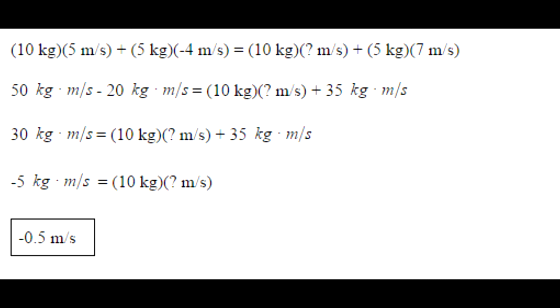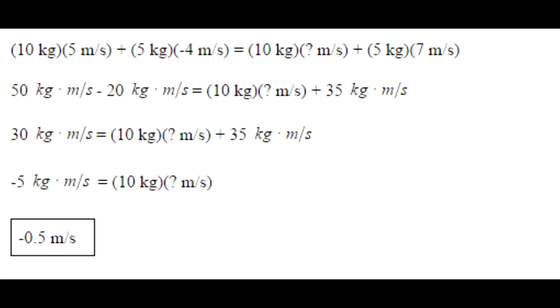So now, in the end, we should get 50 kilograms times meters per second minus 20 kilograms times meters per second is equal to 10 kilograms times the velocity we're looking for plus 35 kilograms times meters per second. Now we can subtract the 20 from the 50, and we're left with 30 kilograms times meters per second is equal to 10 kilograms times the velocity we're looking for, plus 35 kilograms times meters per second.